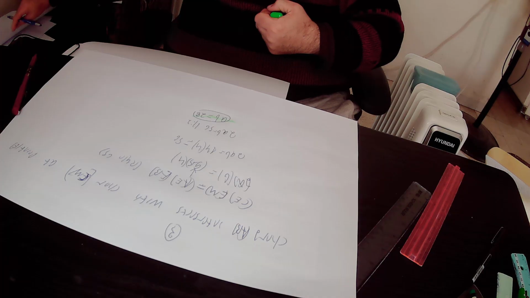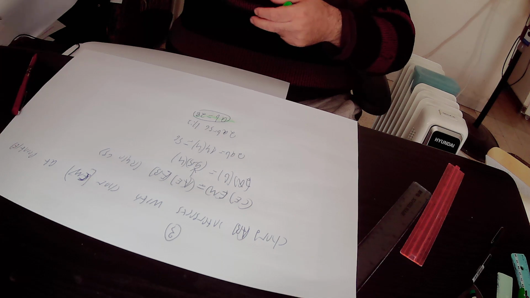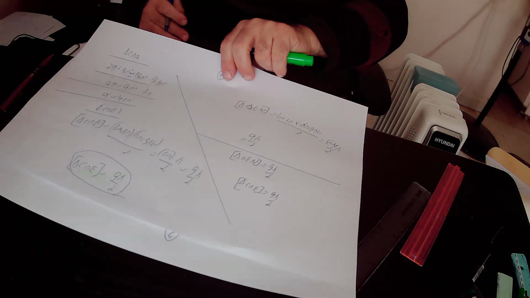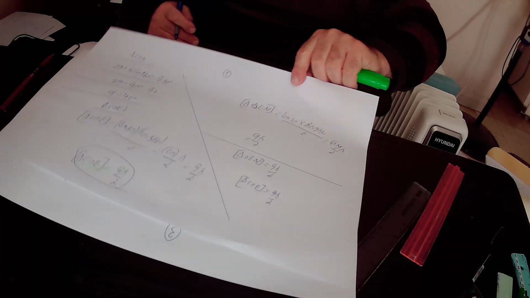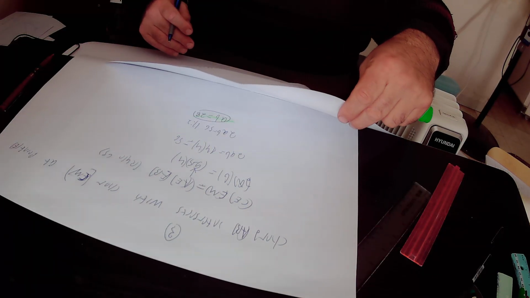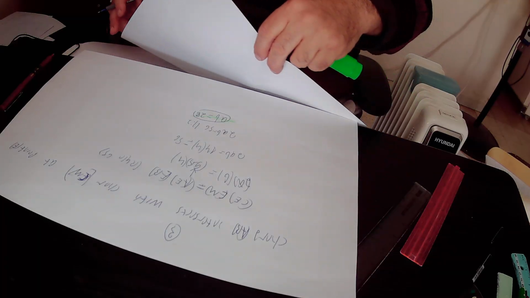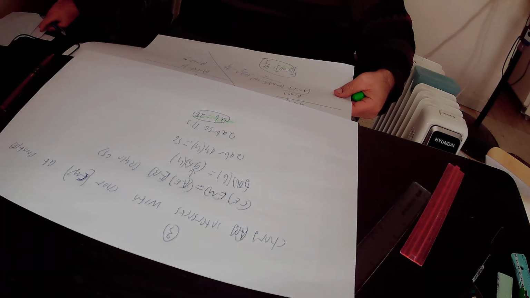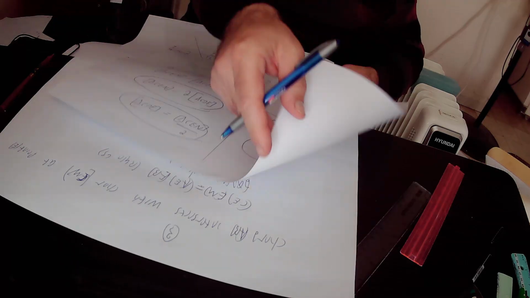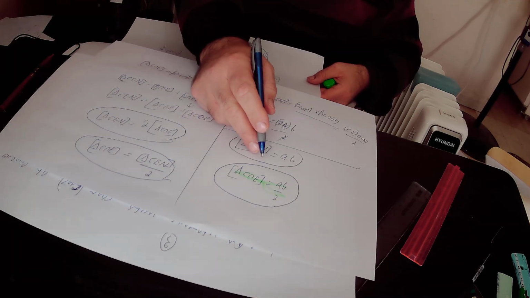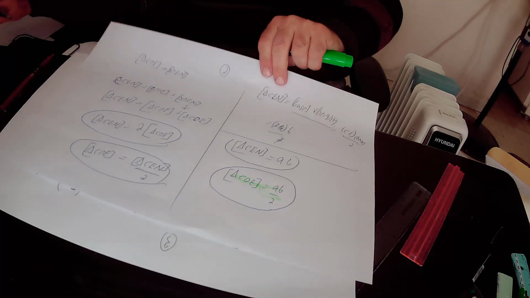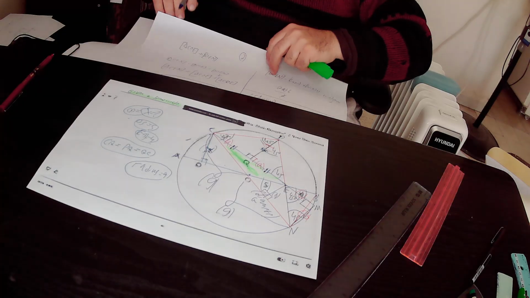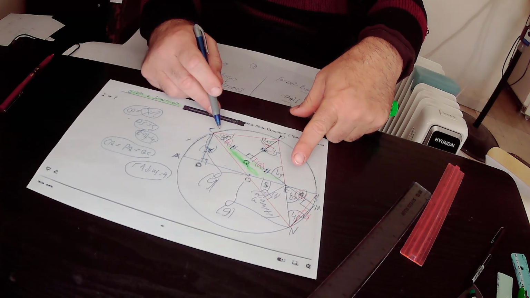We already found that the area of the green triangle COE equals AB over 2. Repeat again: we already found out that the area of this green triangle COE equals AB over 2 square units in size.